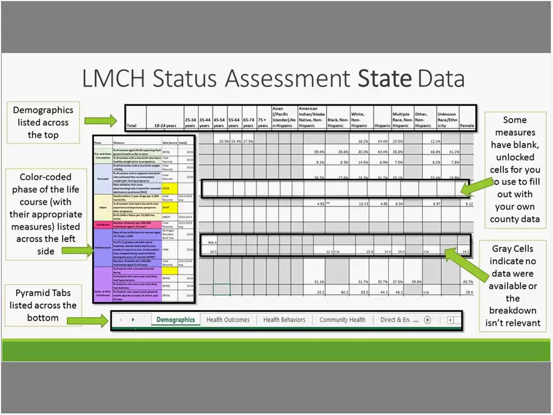It's only possible to do this where there's a sample size large enough and where the data are collected in such a way that you can provide demographic breakdowns. So the cells that are grayed out are areas where those demographic breakdowns couldn't be provided, and otherwise the data appear under the demographic category that you see along the top of the page. Again, you can see how the phases of the life course are color-coded in the left-hand column. You can see the pyramid along the bottom.